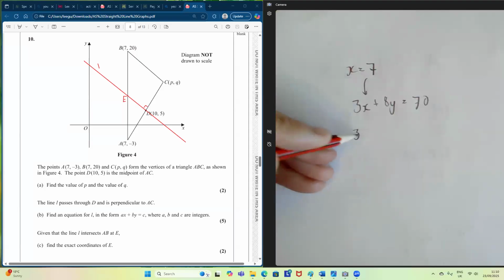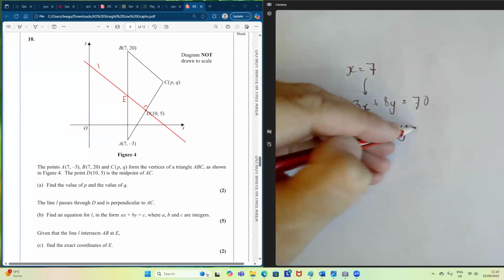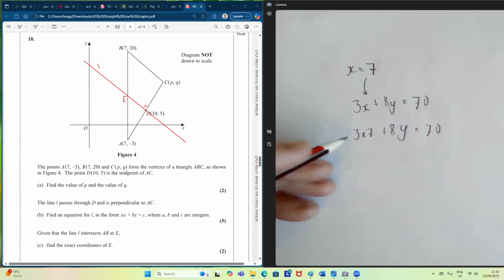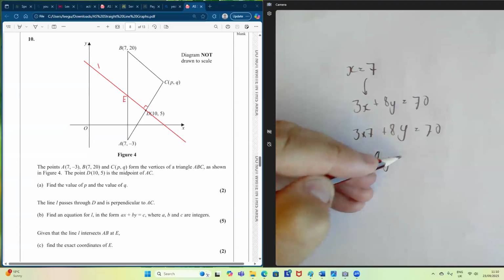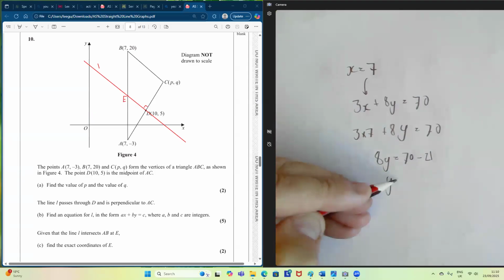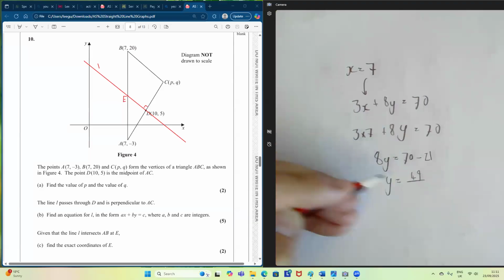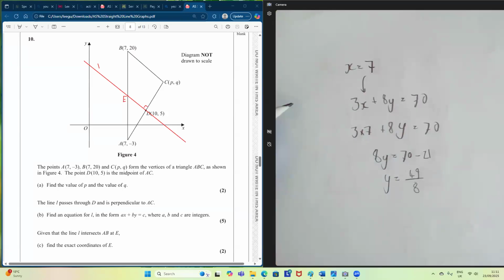So we have 3 times 7 + 8y equals 70. So 8y is equal to 70 - 21. And then we're going to divide that by 8. So therefore y is equal to 49/8. And so we have now found the coordinates of the point E. The coordinates of the point E are (7, 49/8).